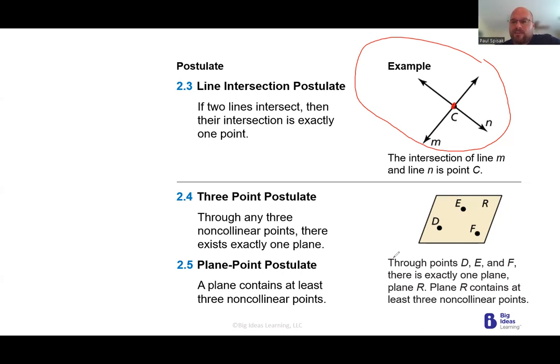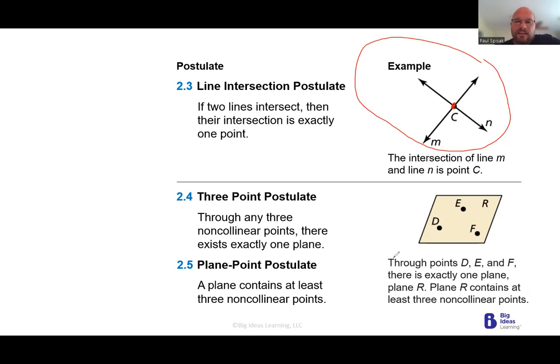Again, we have the diagram. We have the 3 points, points D, E, and F. D, E, and F are on that plane. That plane is labeled plane R. So through points D, E, and F, there's exactly one plane, plane R. Plane R contains at least 3 non-collinear points.